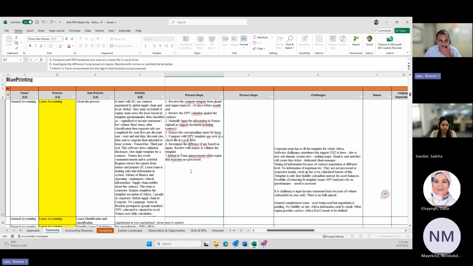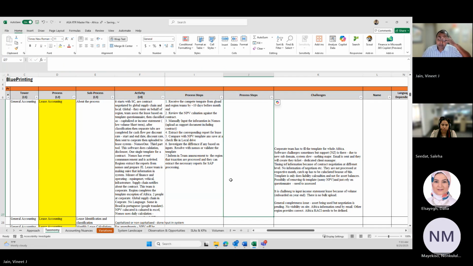To the regions: the transactions are processed and they can extract the necessary reports and start processing into SAP. Perfect. So this is the last step. Yeah. Okay.